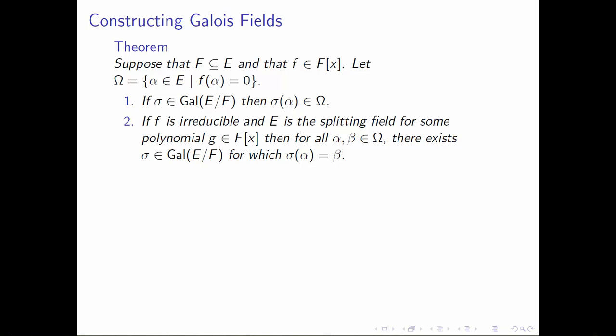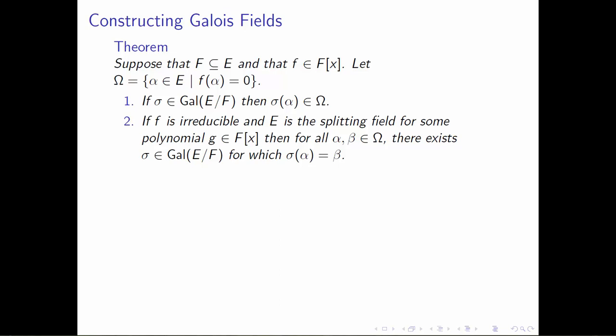And the second statement of the theorem is that if f is an irreducible polynomial and E happens to be the splitting field for some other polynomial g in F adjoined x, then for all members alpha and beta in omega, there exists an element of the Galois group of E over F that carries alpha to beta. This is sometimes called a transitive action. We say that the Galois group of E over F acts transitively on the set omega.